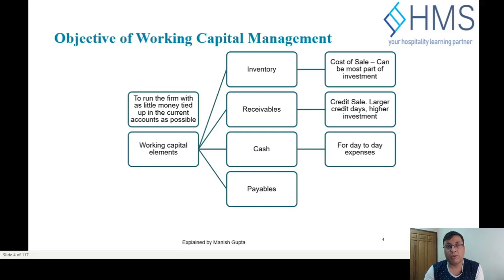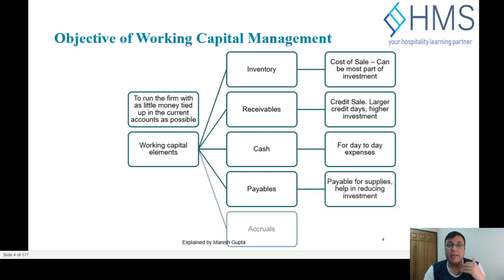We have looked so far at the overview of working capital, what the elements of working capital are, and why we want to manage the working capital. Now let us look at the advantages and disadvantages of having very high or low working capital components.